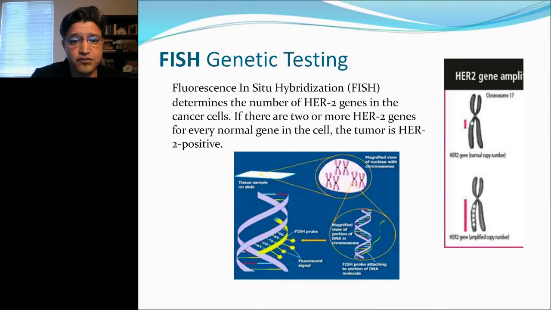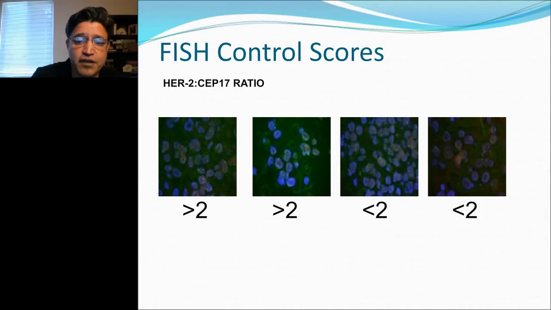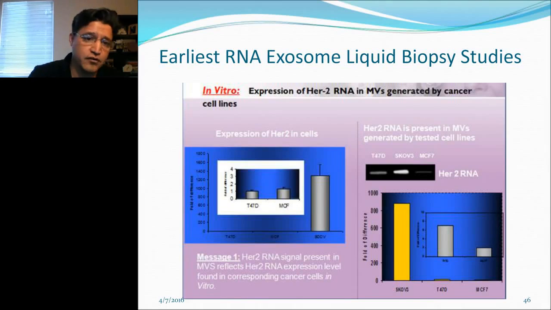And this is FISH, which is the fluorescence in situ hybridization, where they actually just do a gene count. If you get a gene count that's higher than 2, then you're considered positive, and if it's less than 2, you're considered negative. And therefore you qualify for treatment on that.